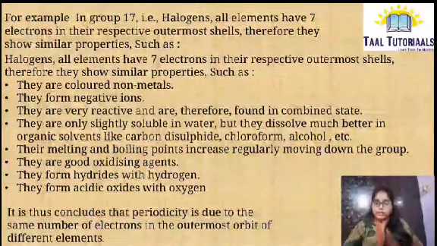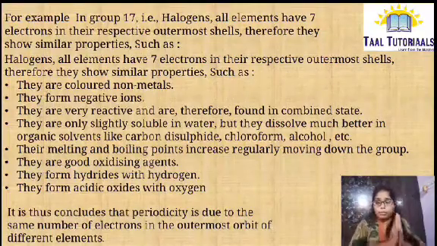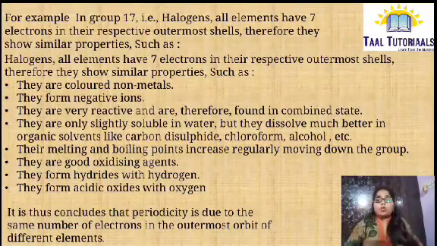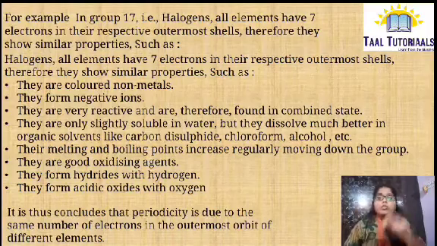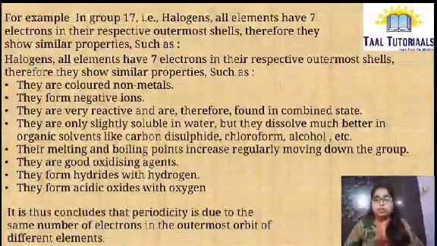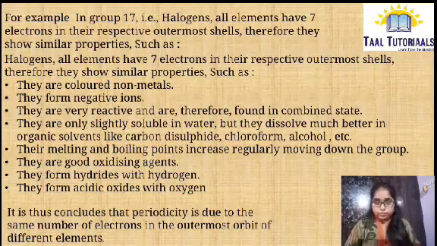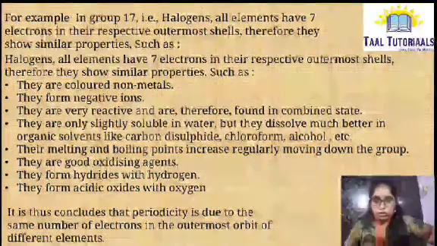It thus concludes that periodicity is due to the same number of electrons in the outermost shell of the different elements. See, this periodicity is caused because of the same electronic configuration in the outermost shell. Now we'll go to shells and valency.